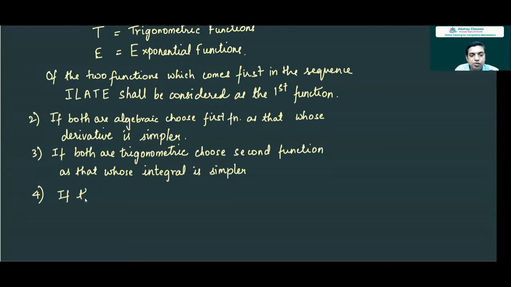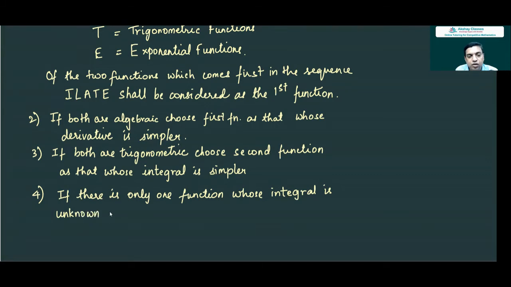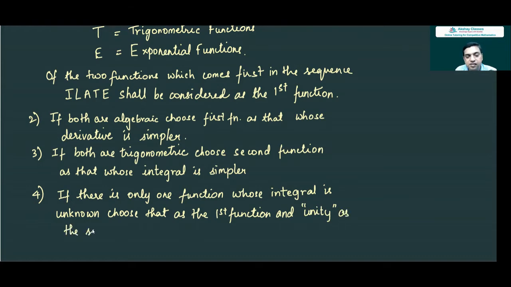If there is only one function whose integral is unknown, choose that as the first and one, unity, as the second. So let's apply this to some problems and see.